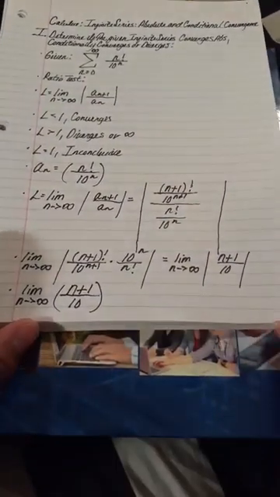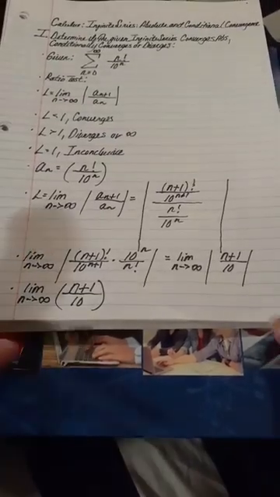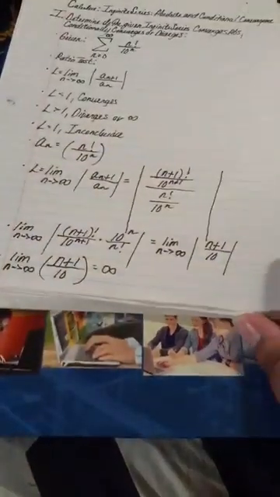So hopefully by the time you get to Calc 2, you should be pretty good with limits at infinity. That way you can fly through this. So if we take the limit as n goes to infinity of n plus 1 all over 10, we just get infinity for that.